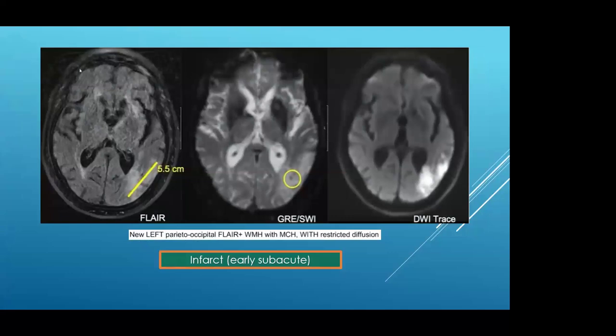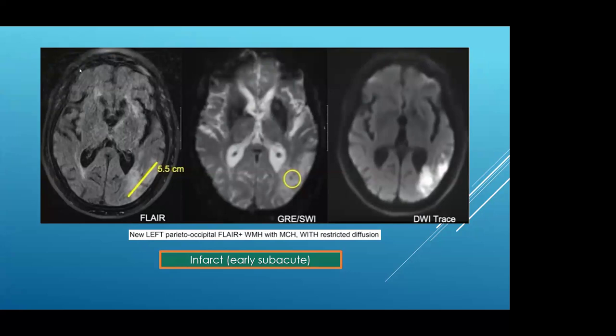Okay, so in fact, this is an acute ischemic stroke. It's actually an early subacute infarct. And here is one of the things that I thought would be a great topic to talk about today, because we look at these images and so many times we don't really understand what we're looking at, and we don't know what to find in each one of the sequences that we are looking at.